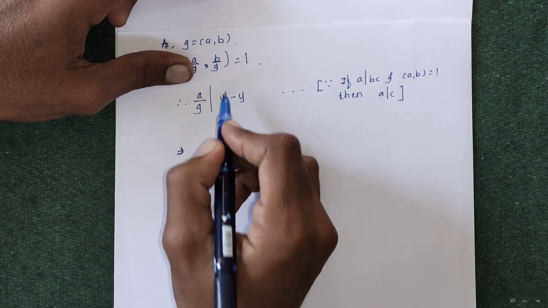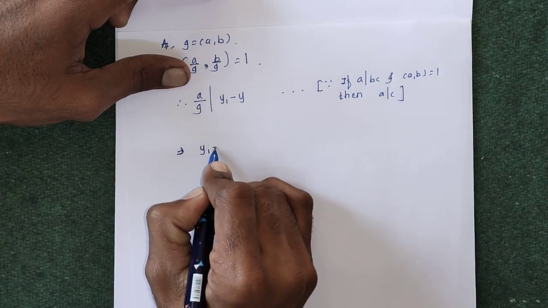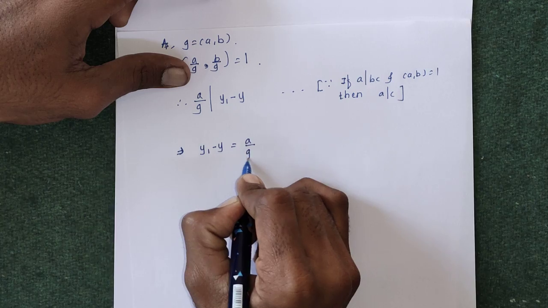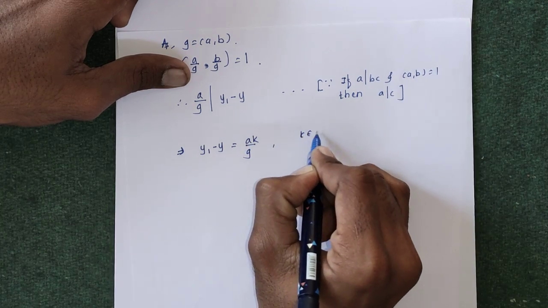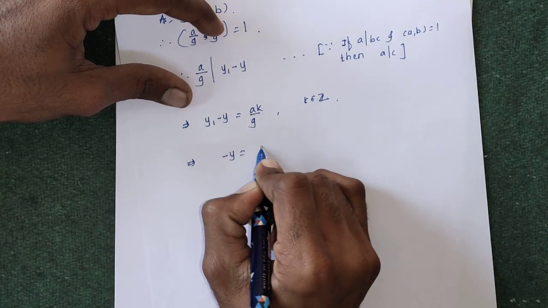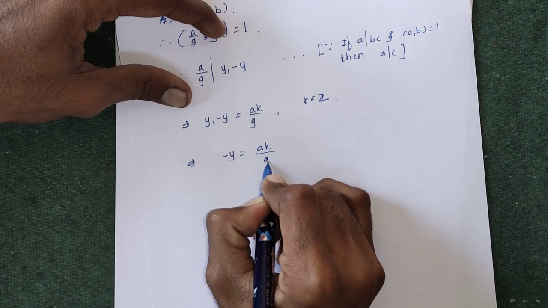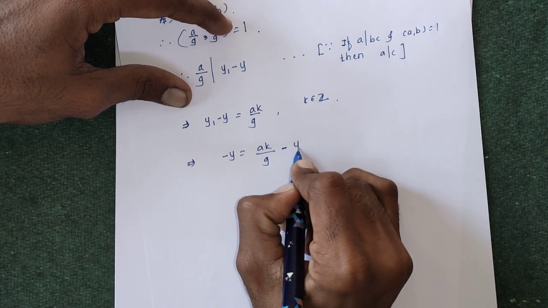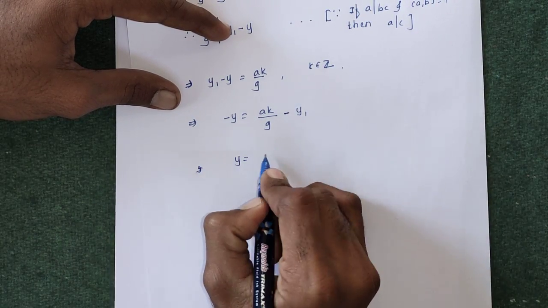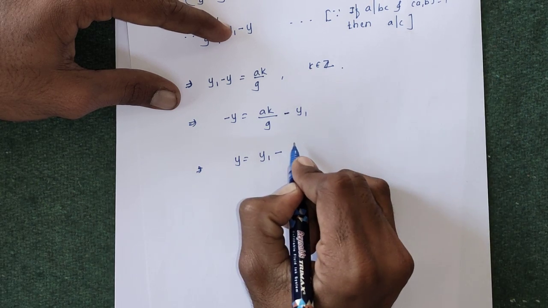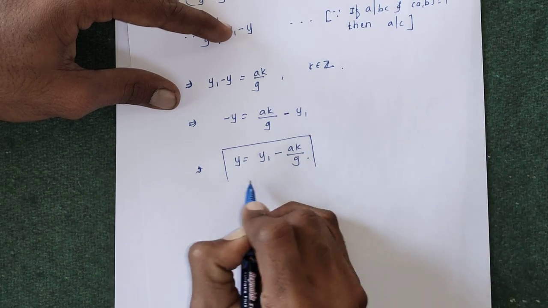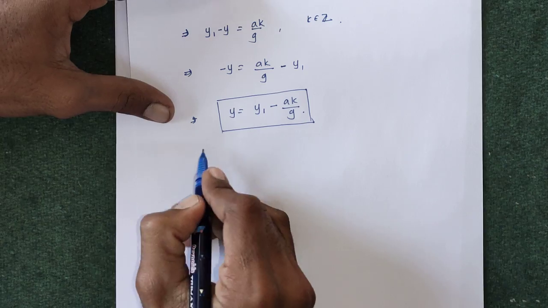So just rearranging this, or using the definition of divisibility, we can write y1 minus y is equal to a by g times some integer, a upon g into some k, where k is an integer. Now just rearranging this, we get y1 minus y is equal to ak by g. This y1 goes on this side, so becomes minus y1. So this will give y is equal to y1 minus ak upon g. This is the first value of y.